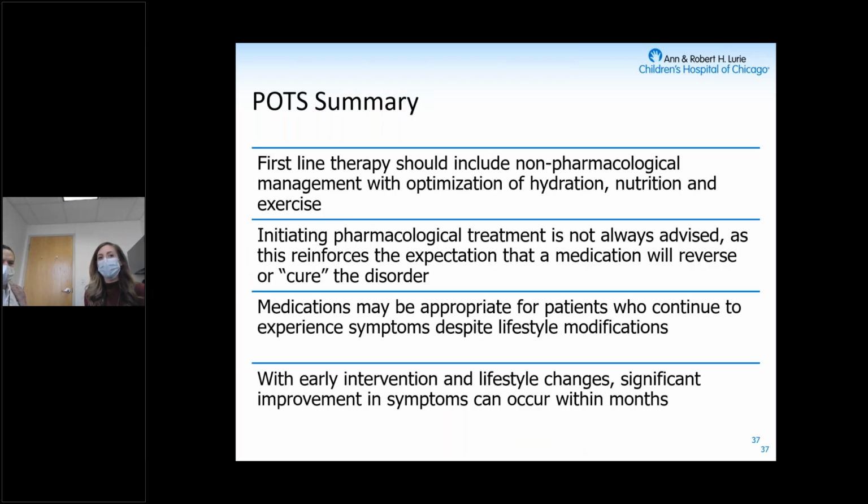In summary, first-line therapy should include non-pharmacologic management with optimization of hydration, nutrition, and exercise. And initiating pharmacologic treatment is not always advised, as this reinforces the expectation that a medication will reverse or cure the disorder. Medications may be appropriate for patients who continue to experience symptoms despite lifestyle modifications, and we do use them in our clinic. And with early intervention and lifestyle changes, significant improvement in symptoms can occur within months.